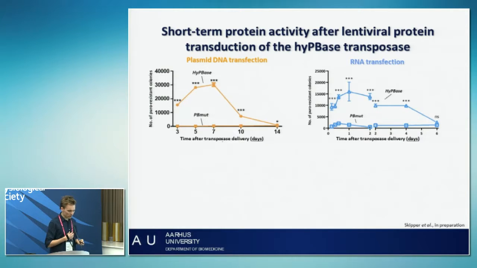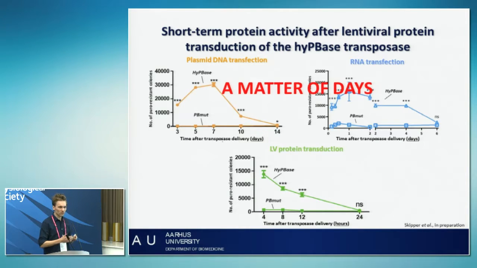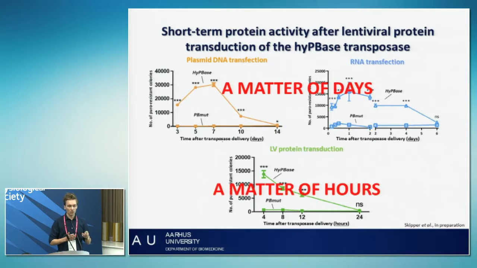If we then look at enzyme activity after protein transduction, again, at the first time point here, 4 hours after transduction, we have a high amount of enzyme activity, and it is comparable with the first time points from the other two. But what we see here is that after 24 hours, we are not able to detect any active enzyme at all. So this essentially means that when we deliver our genome-modifying enzymes by DNA or RNA, enzyme activity over time is a matter of days, whereas for lentiviral protein transduction it is only a matter of hours.